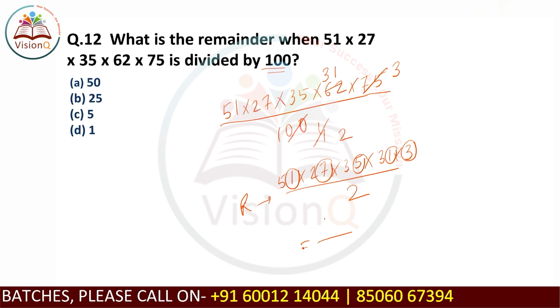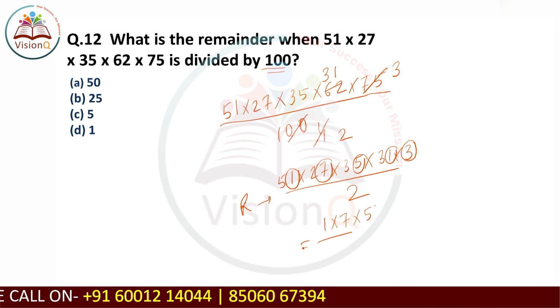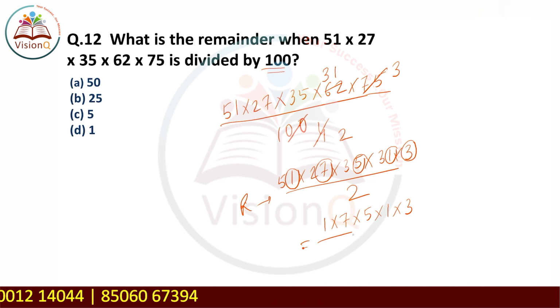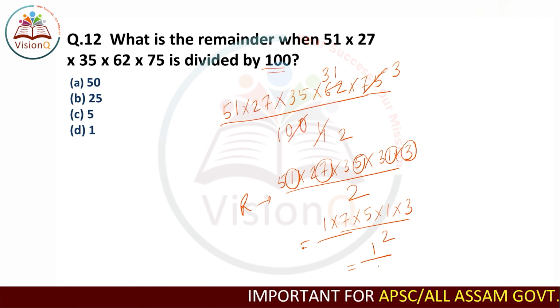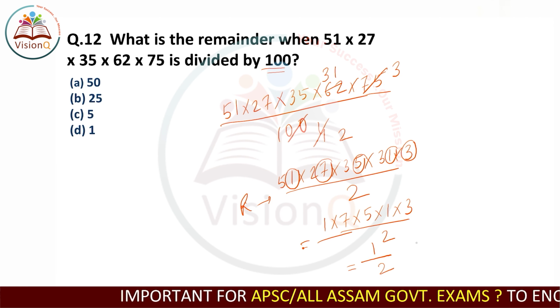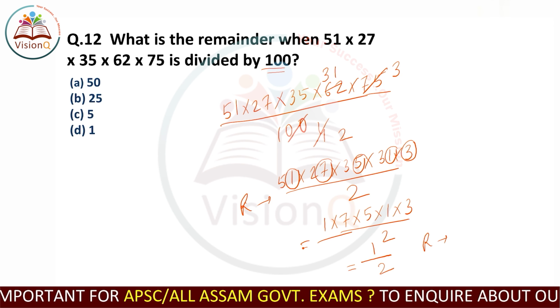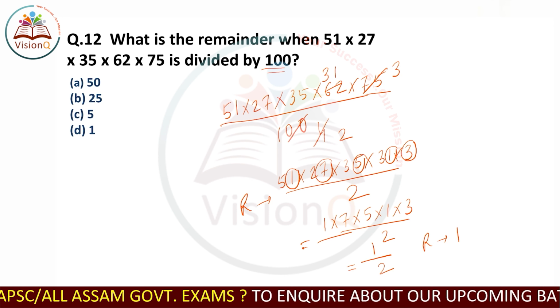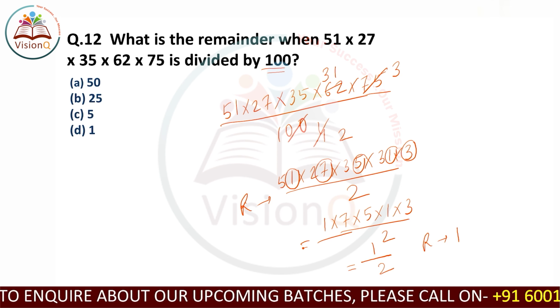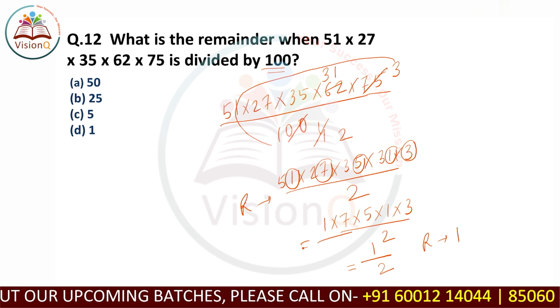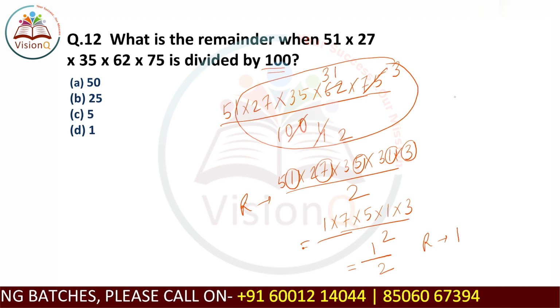So it is 1 into 7 into 5 into 1 into 3 divided by 2. So if I divide this number by 2, I will get a remainder as 1 by 2. And if I divide 1 by 2, remainder is 1. But students, you need to be very careful here. Whichever number has been cancelled out before, in the beginning, in this step, you have cancelled out with first 25.